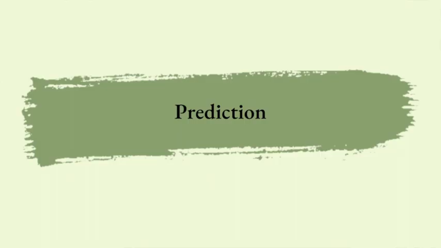The third defining feature is prediction. So when we repeatedly demonstrate that an intervention has a specific effect on behavior, we can then predict how behavior will change in the future based on the past changes in behavior that we've already seen.